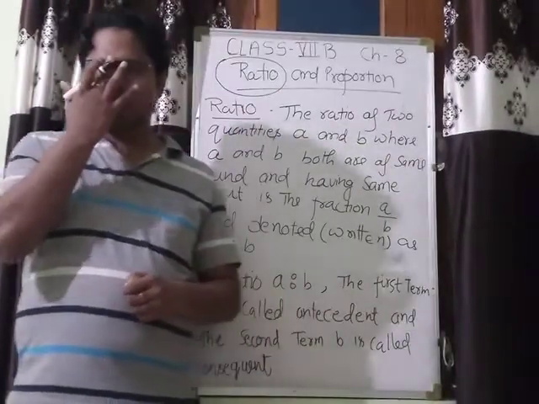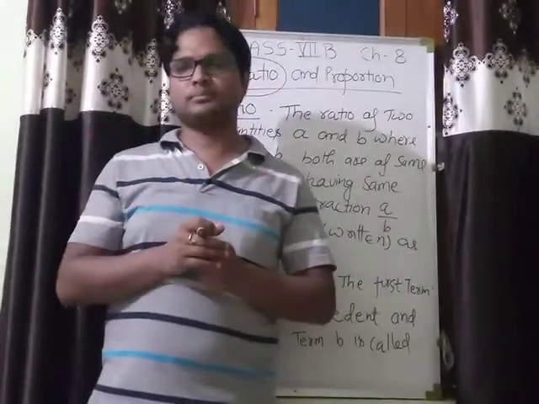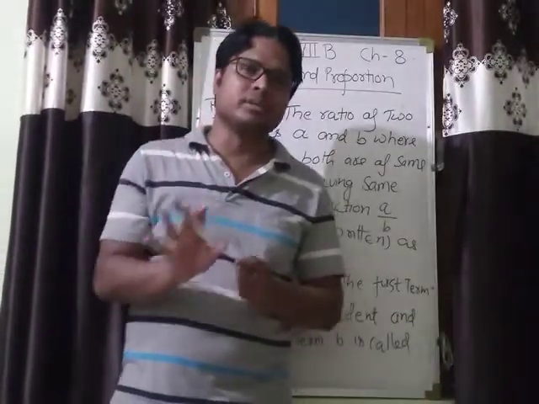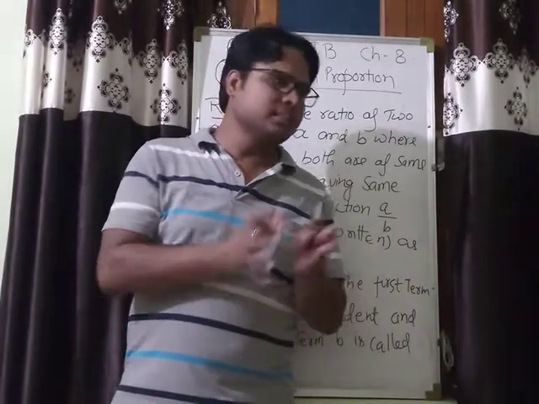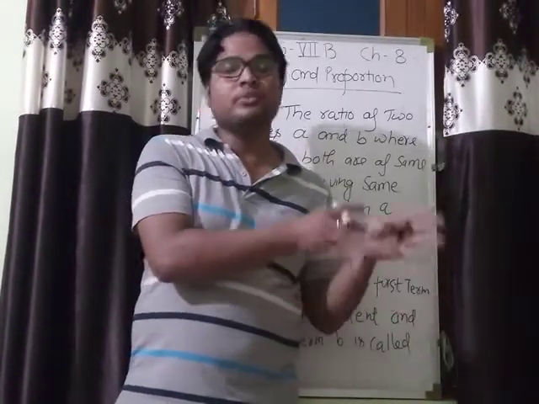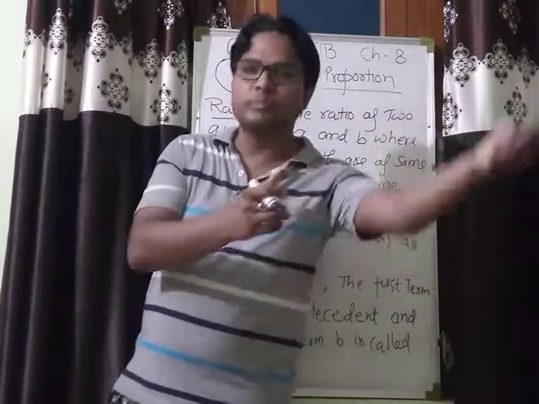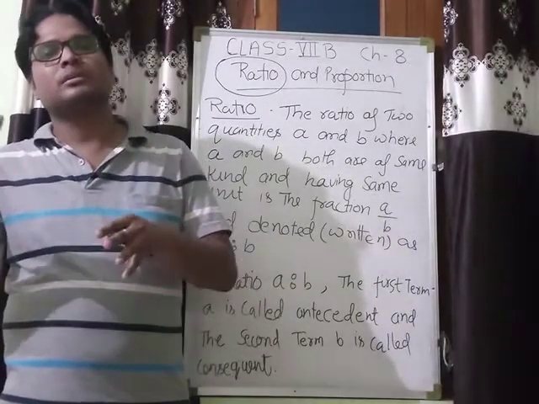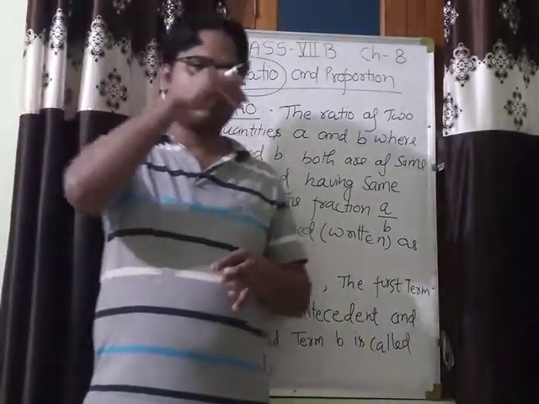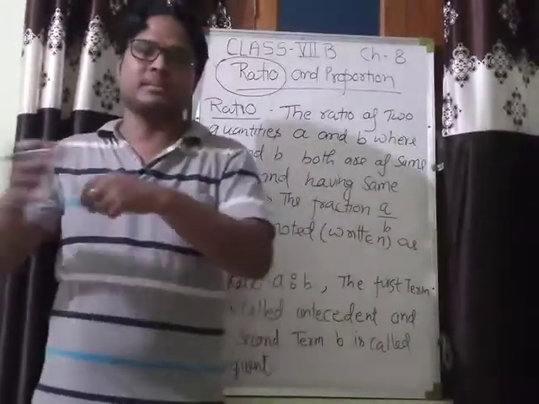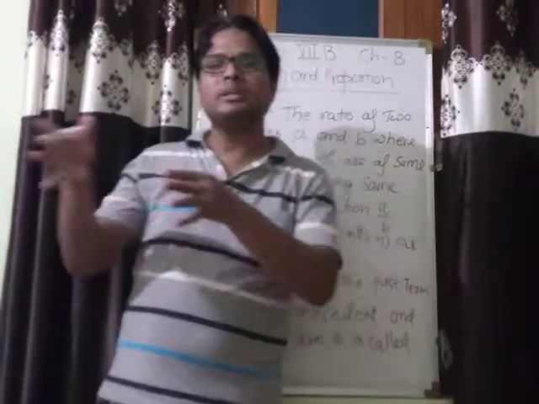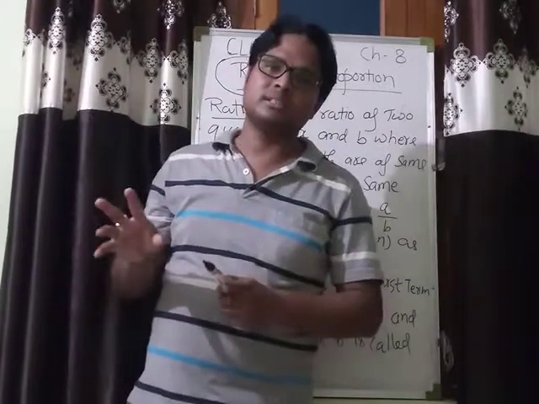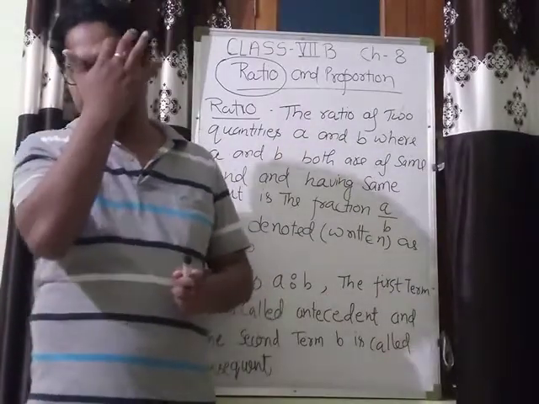Ratio of two quantities. Those quantities must have the same unit. Means if the unit of one quantity is in rupees, then the unit of the second one must also be in rupees. First one in paise, then second one in paise. First one in kilometer, then second one in kilometer. Like this. Means that two quantities will be of the same kind.